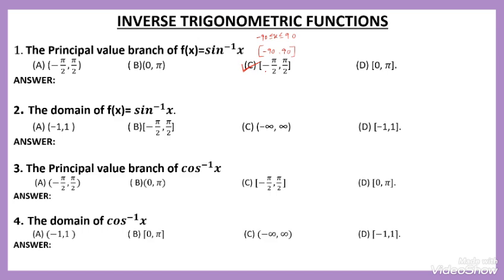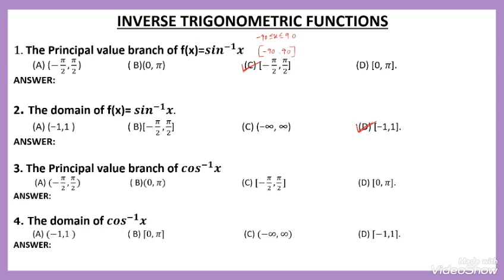Here, this is the inverse function of the sine function. Then the domain of the sine inverse function is minus 90 to 90, a closed interval. The sine of minus 90 will be minus 1. Option D is correct for the second question.